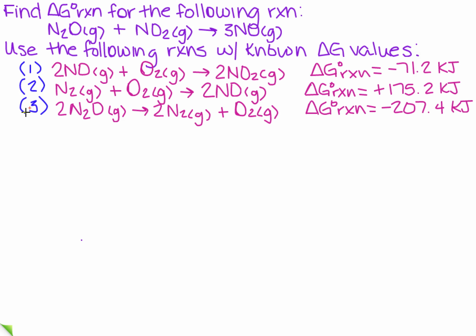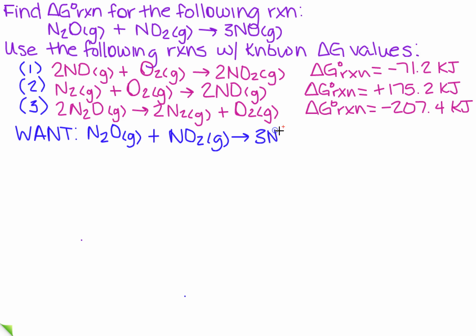when solving. So the easiest way I find is to write down what exactly I want. I know it's right up here, but I want to make sure I can see it. So this is what I want: N2O gas plus NO2 gas yields 3NO gas. So that's what I want. Most of us read from left to right, so I'm going to start with the first one.